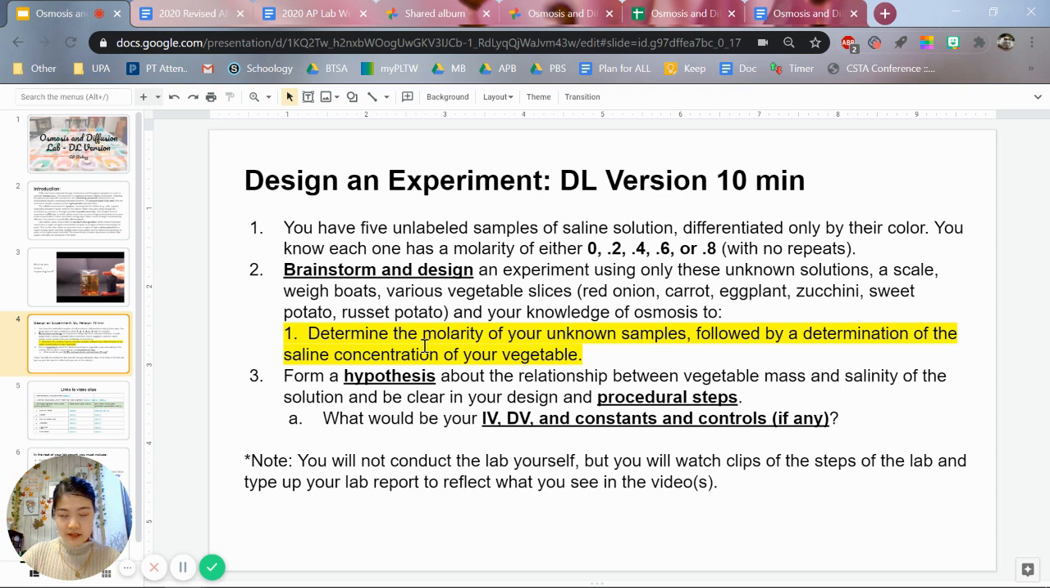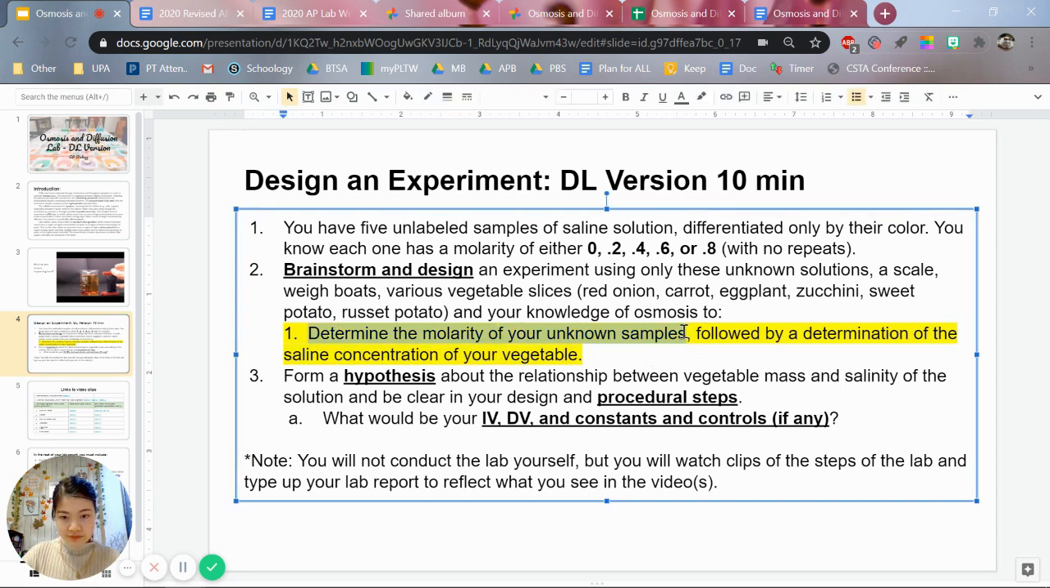So the task is for students to brainstorm and design an experiment using only these unknown solutions: a scale, weigh boats, and various vegetable slices. I have students select only one. You can have them select 2 and then eventually make some sort of comparison. And you can also change up what kind of question you want your students to be answering. I gave them a more straightforward question because I modified this a little bit and I realized my students just needed that structure a little bit more.